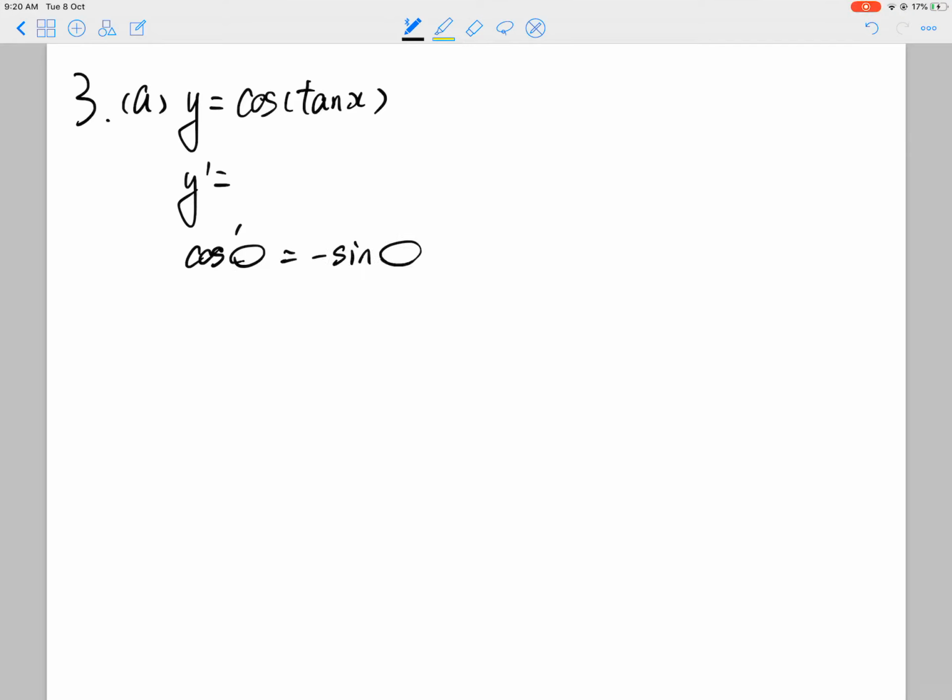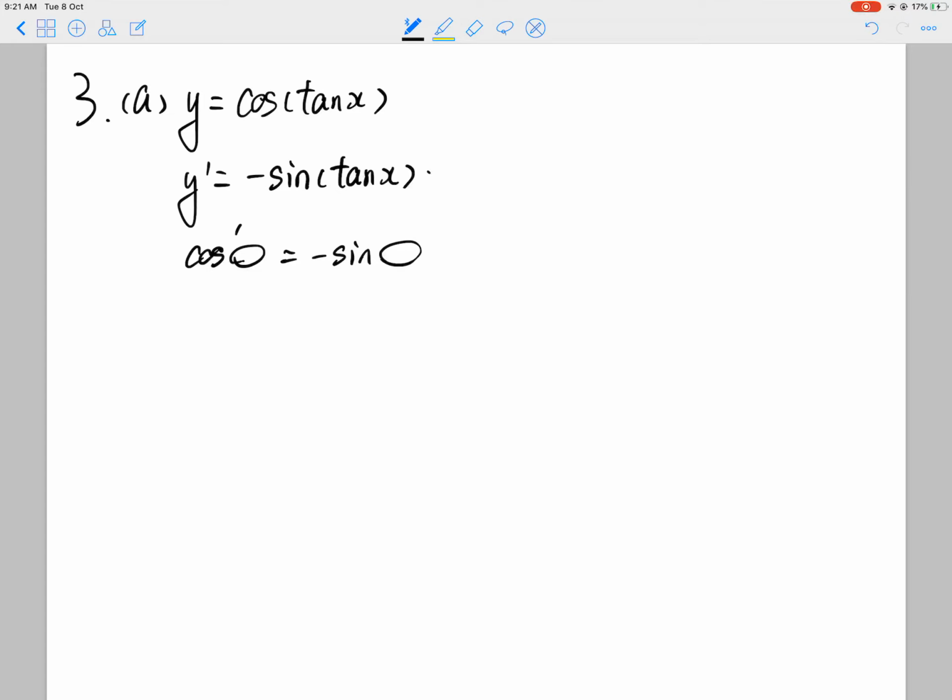Okay, problem 3. Part A, y is cosine tangent x. So now we have to use the chain rule. The y prime is, first part, it's a cosine something, right? It's always from outside to inside. The first function you encounter is cosine something, right? So cosine something, the derivative is negative sine something. So it's negative sine this whole thing, negative sine tangent x.